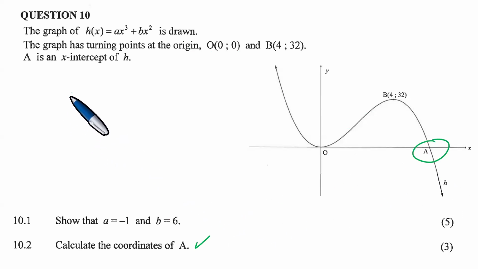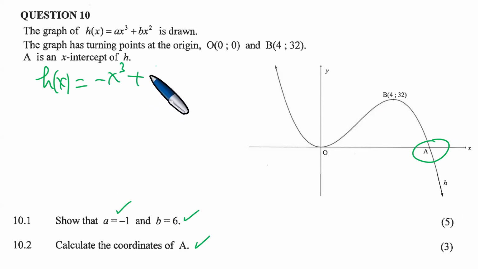Calculate the coordinates of A. To find the coordinates of A, you need to remember that our a is minus 1 and our b is 6. We plug them in, which means that it is minus x cubed plus 6x squared. We want to calculate the coordinates of A, but what kind of a point is A?